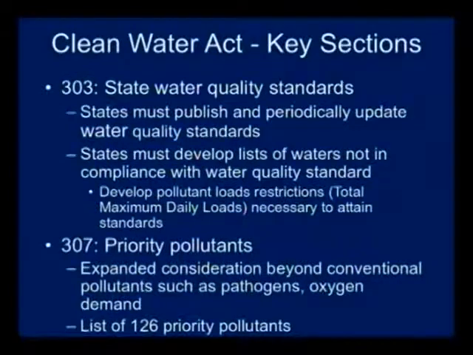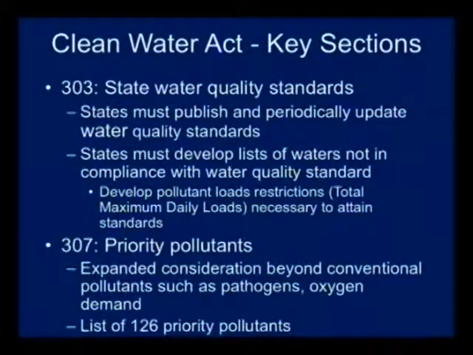Other key sections, Section 303, are where the state water quality standards come into play. Each state is required to publish and periodically update water quality standards. You must have numeric criteria or narrative criteria saying this is the level of water quality we need to support our designated uses, be it water supply, recreation, support of aquatic life. Section 303 also says that states need to monitor their water quality on a routine basis and determine which waters in the state are not complying with the water quality standards. That's known as the 303(d) list in common parlance.